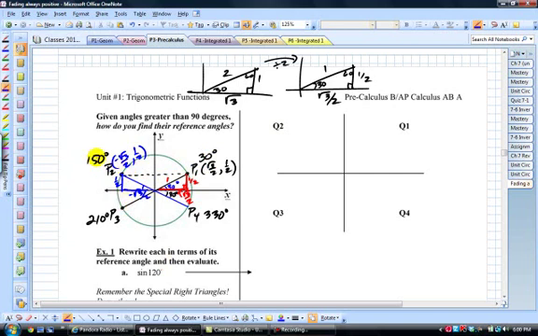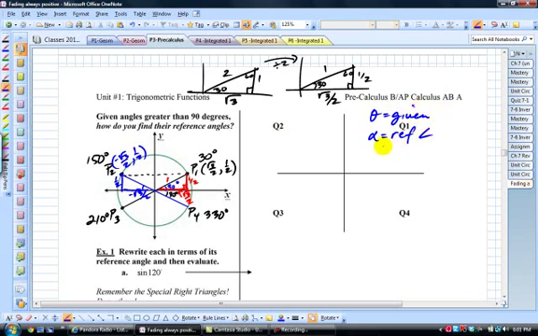So the question is, how do you get from quadrant 2 to quadrant 1? Well, the answer is pretty simple. All you have to do is take 180, subtract 150 to get 30. So what we're going to do is let alpha equal the reference angle, and we're going to say theta is the given angle.